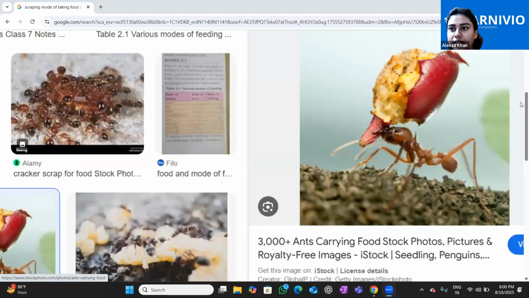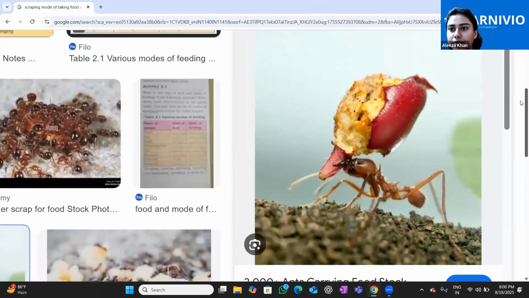See, if you can observe this, are you able to see that rather than its mouth, the ant is taking the food with another part of the body? Yes or no? Yes. So this is the scrapping method, that they take their food. It seems that it is taking it onto its back. Okay. So this is how they take their food.